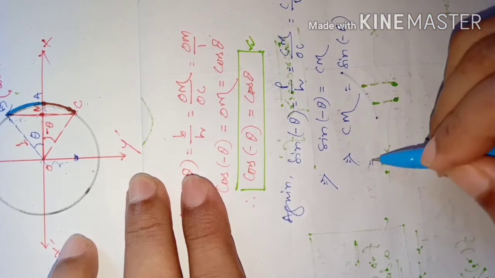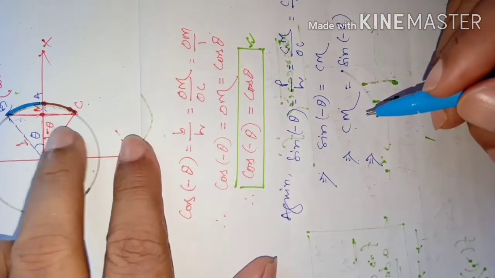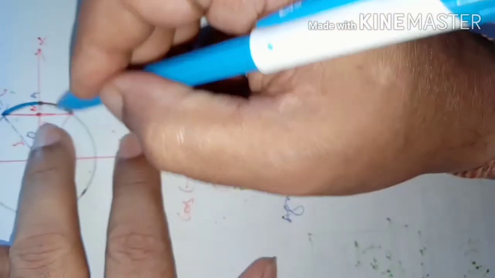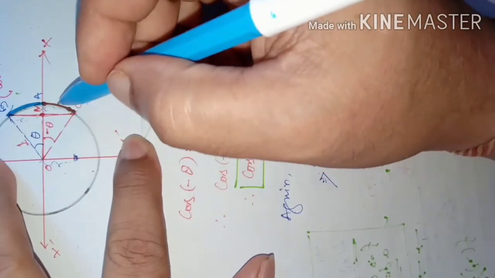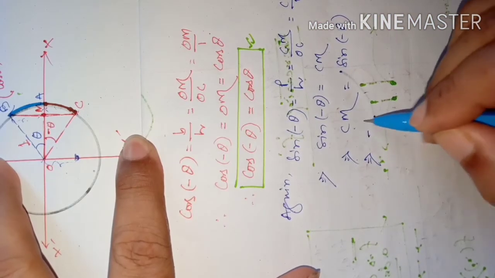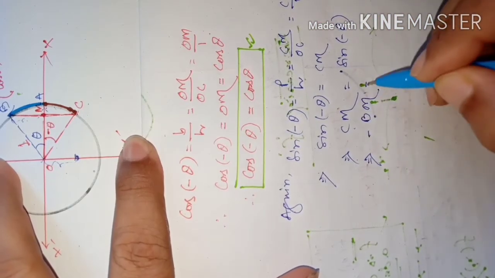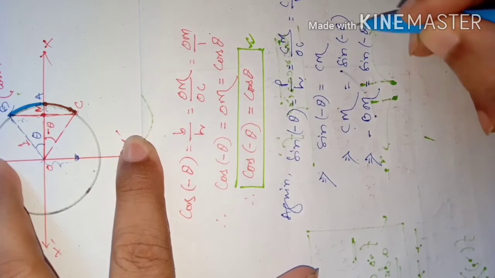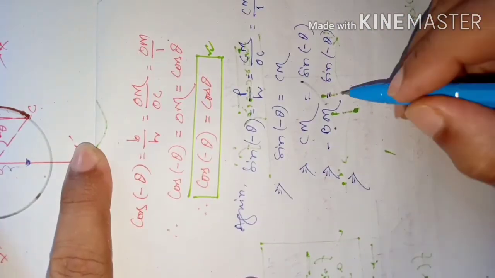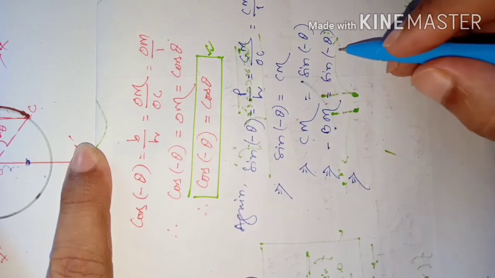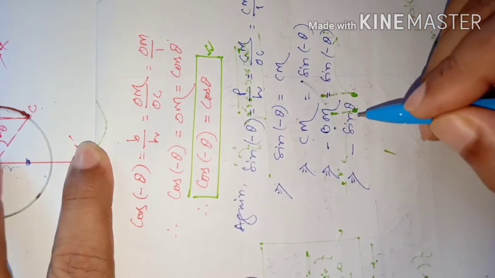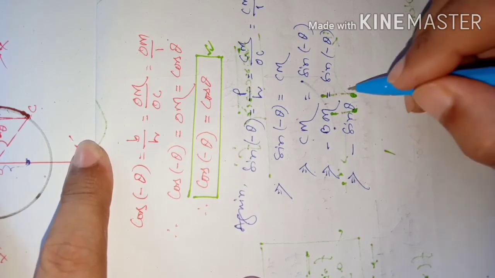But CM can be written as the opposite of BM. If BM is, suppose, 5 units, then CM can be said as minus 5 units. The minus sign tells us the direction. So CM is opposite of BM, and you can say minus BM is equal to sine of minus theta. Previously we got BM equal to sine theta, so minus sine theta is equal to sine of minus theta.